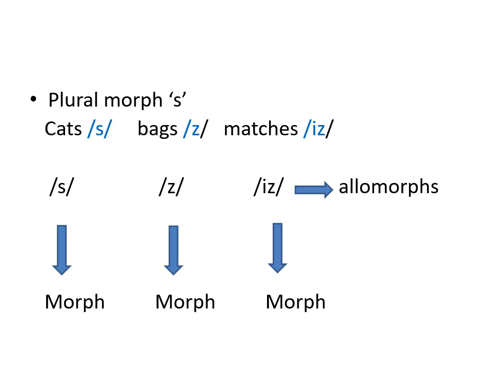So plural S, like cats, bags, matches. Here you can see the diagram. In cats, the morpheme S is a morph. And the next, bags, the sound is also another morph. And matches, the iz sound is also another morph. So these three morphs, collectively, we will say are the allomorphs of the S morpheme or S morph.